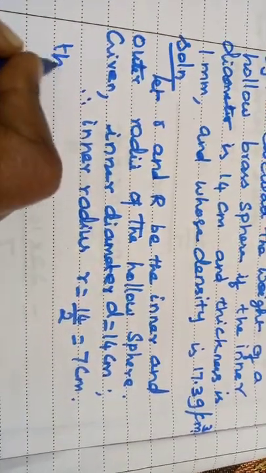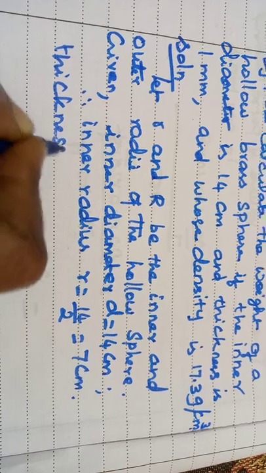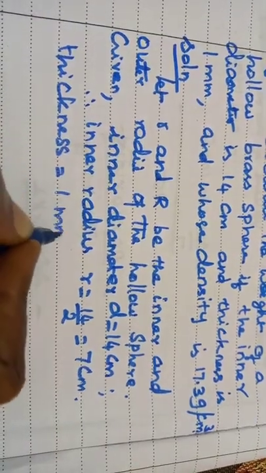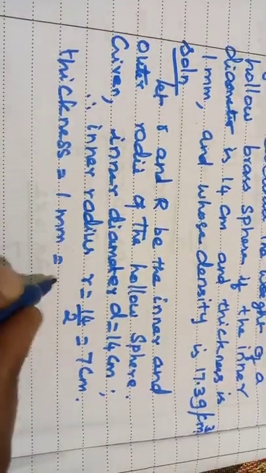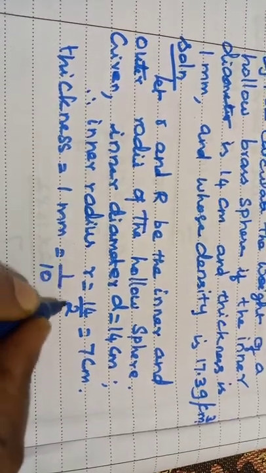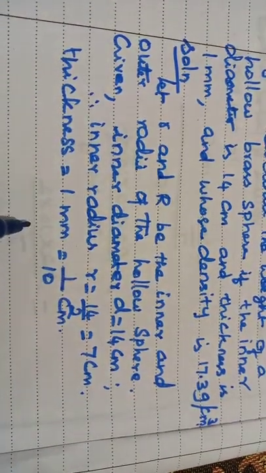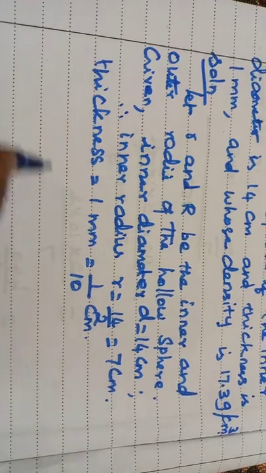Also given thickness equal to 1 millimeter. Let us convert this millimeter into centimeter. That is 1 by 10 centimeter. 1 millimeter is equal to 1 by 10 centimeter.